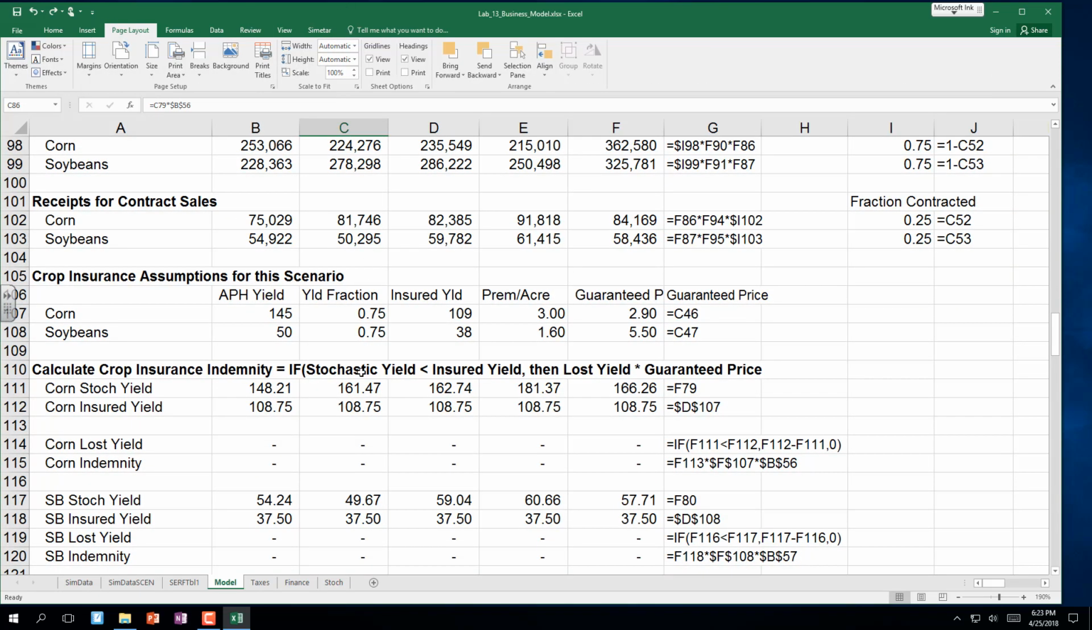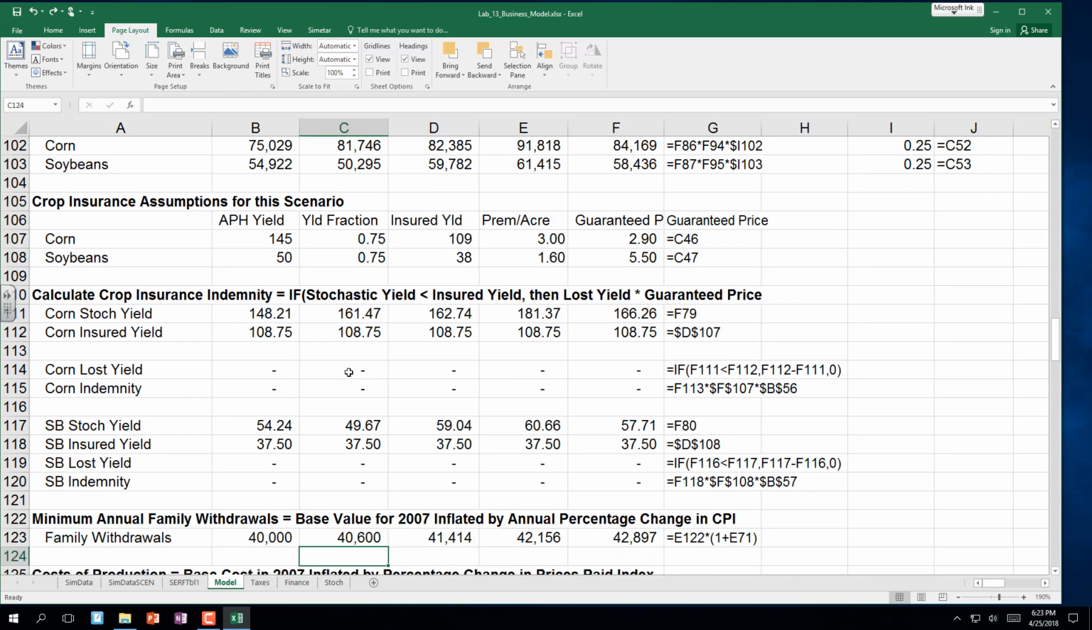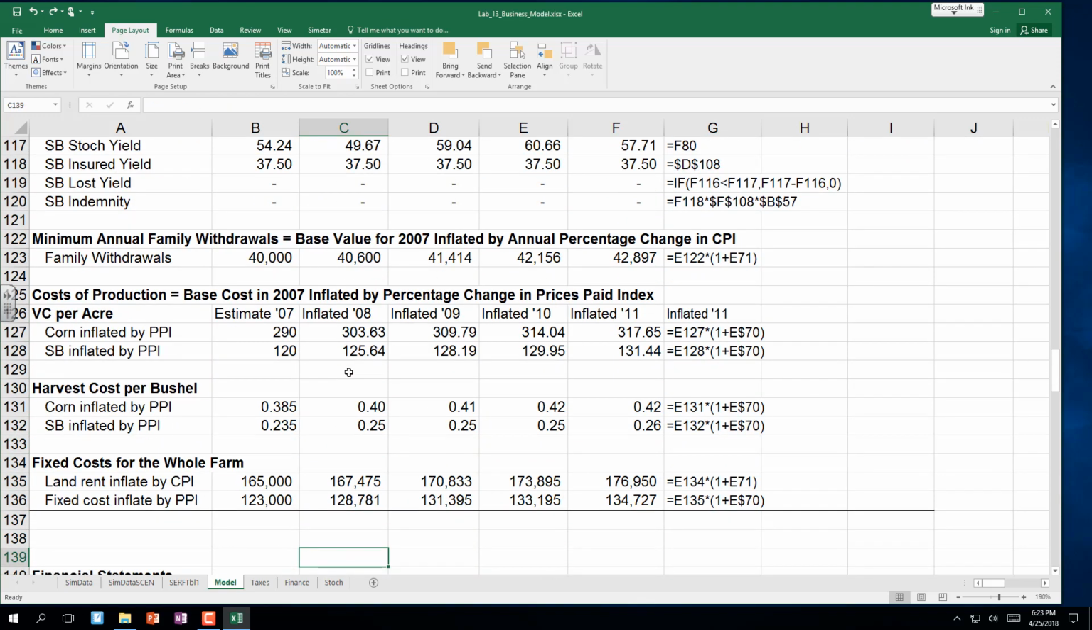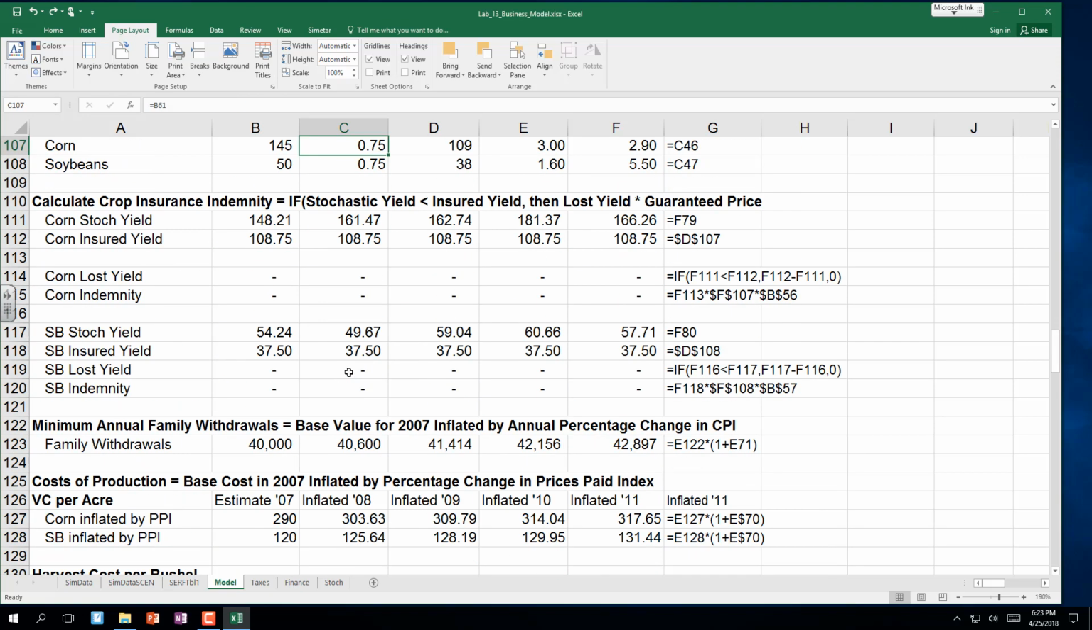Now, the next calculation here is it does all the inflation here. I guess I left out PLC.